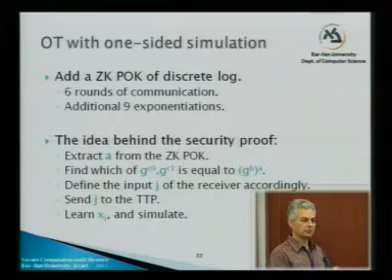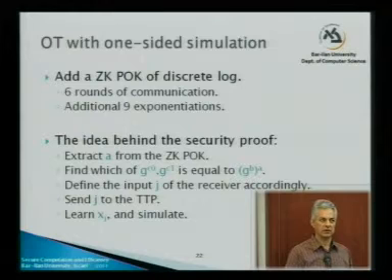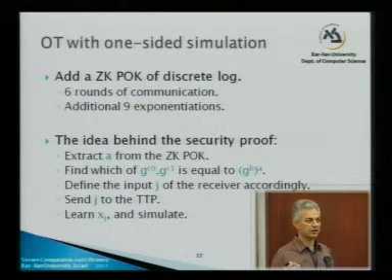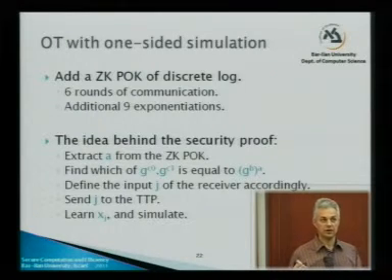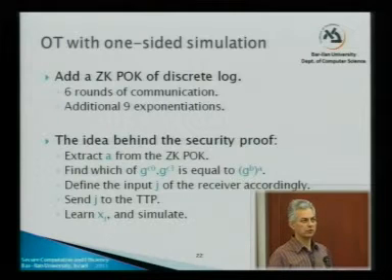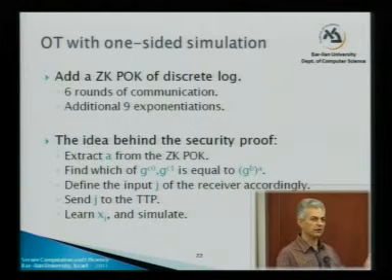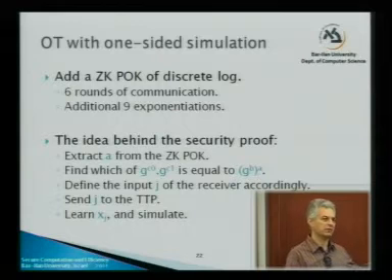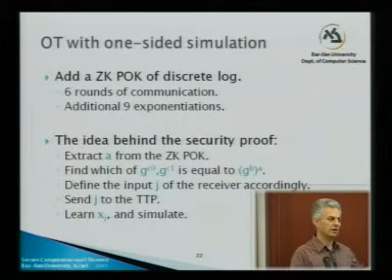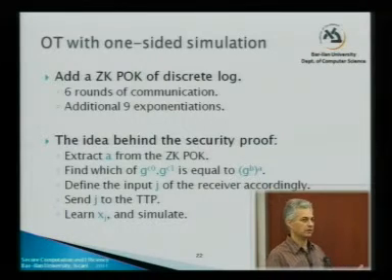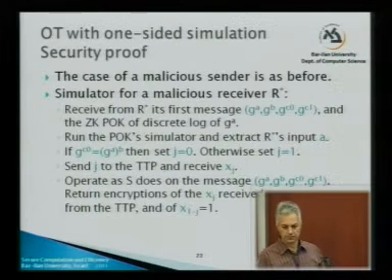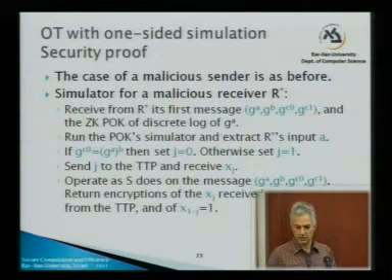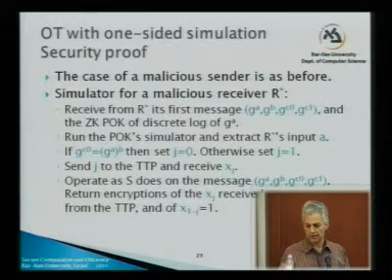So we extract from the proof of knowledge which item the receiver wants to learn. We ask the trusted party for the actual value of that item. And then we follow the Oblivious Transfer protocol, encrypt that value, and just send an encryption of an arbitrary value instead of the other input of the sender, because the receiver is not going to learn that anyway. Okay, so here's the proof.